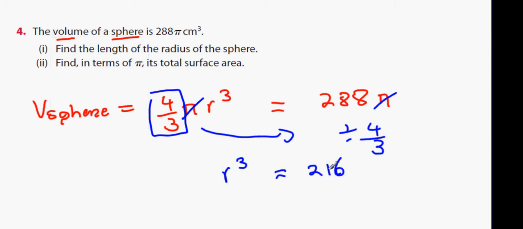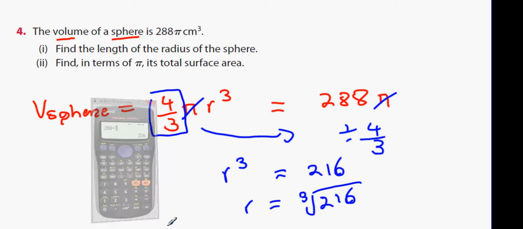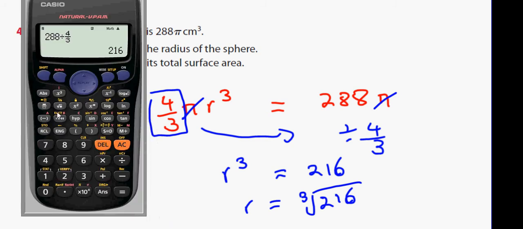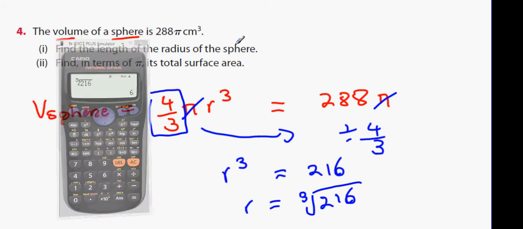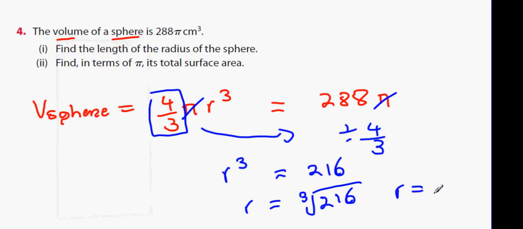And as we did before, what this means is R has to be equal to the cube root of 216. This tells us what number multiplies by itself 3 times to give you 216. So the cube root is found above the square root, and then you get 216. The answer is 6. R equals 6 centimeters.